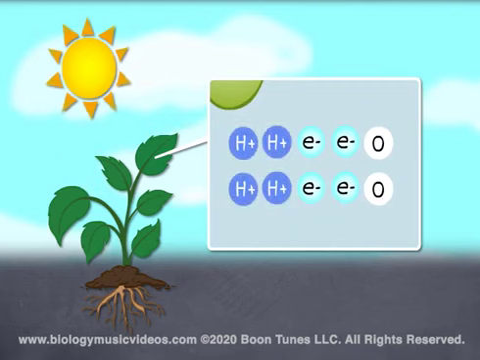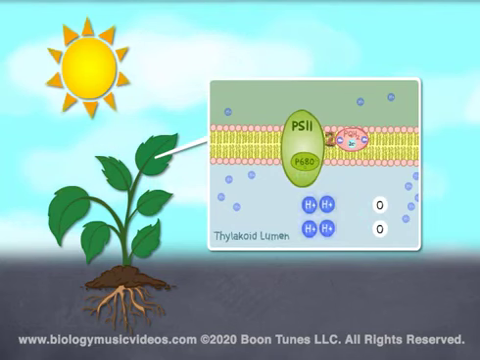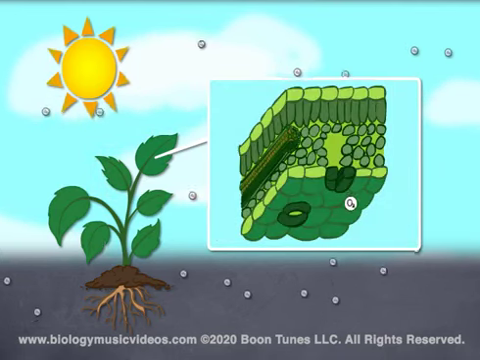Now other chemical actions begin. The electrons one by one refill the holes that were left in chlorophyll. The protons quickly take a place in the thylakoid lumen space. The oxygen atoms, two at a time, form oxygen gas as they combine. The oxygen isn't needed here, so it's released into the air.